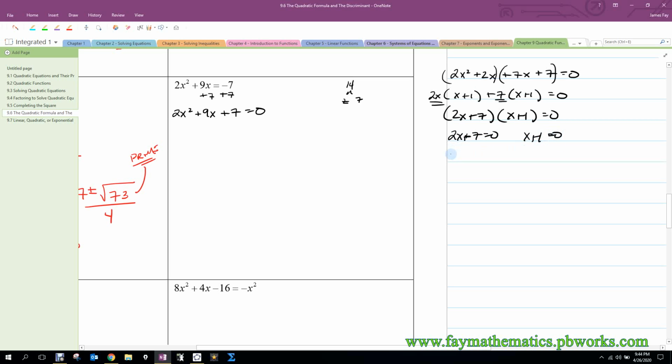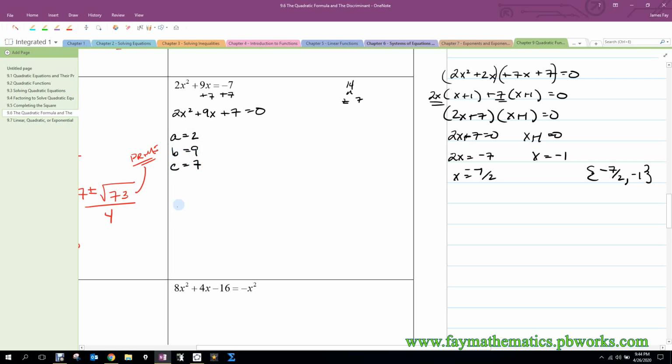So this one's going to give me 2x equals negative 7, and then x equals negative 7 halves. This one here gives me x equals negative 1. So we get those answers, negative 7 halves and negative 1. Okay, so as a technique from before, let's see if the quadratic formula generates the same results. Identify your A value. A is 2. Your B value is 9.